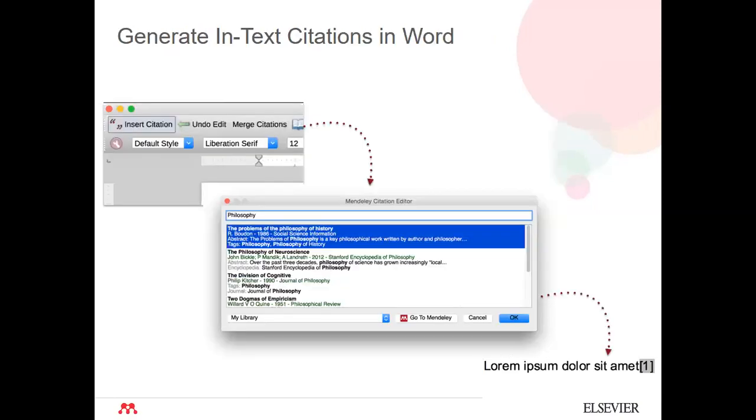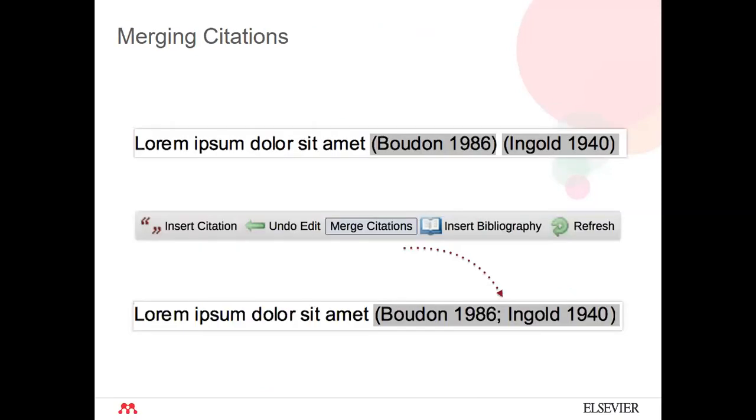How it works is that you are typing along, you place the cursor where the citation is to be inserted, you press the Insert Citation button on the Mendeley toolbar. In the background, I should have said Mendeley Desktop needs to be open. You find the reference that you want to insert, click to select it, and then OK, pop, it goes into your document. If you have multiple, you can merge them.